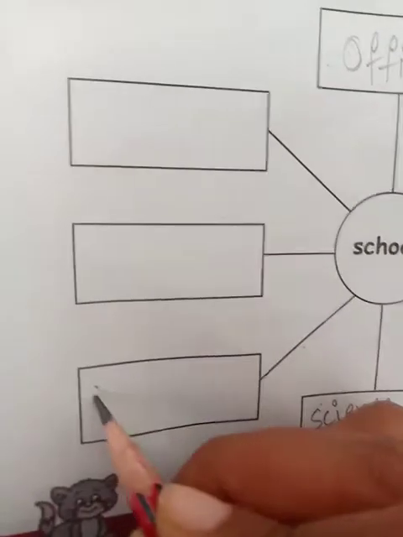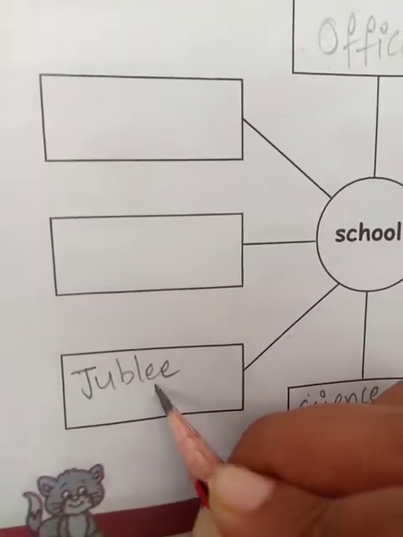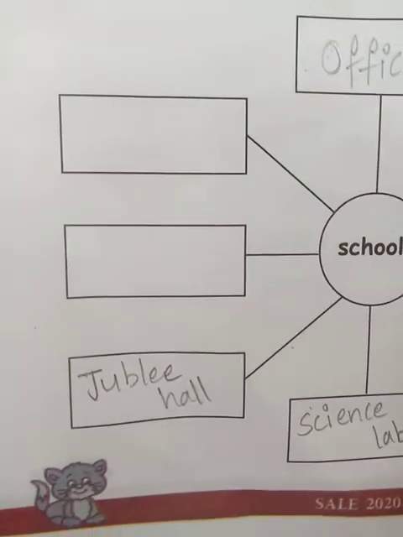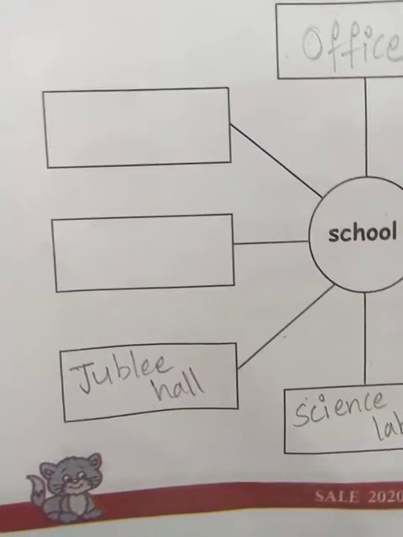Jubilee Hall. We have Jubilee Hall, right? Yes, right here. J-U-B-I-L-E-E, Jubilee. H-A-L-L, Hall. Jubilee Hall. We all sit in the Jubilee Hall, right? Sometimes.